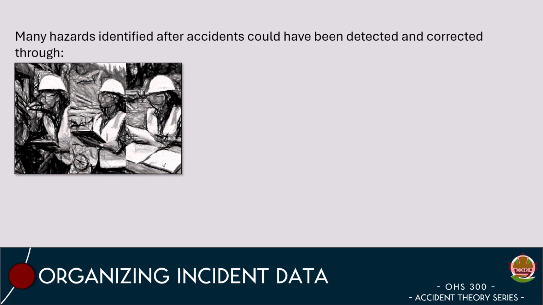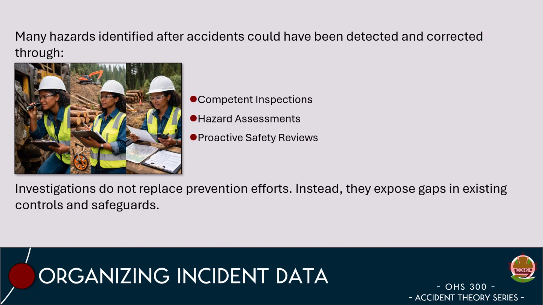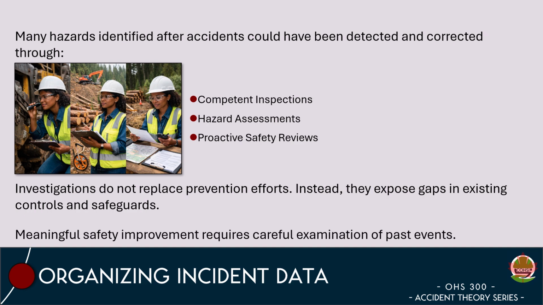Many of the hazards identified after accidents could have been detected and corrected through competent inspections, hazard assessments, or proactive safety reviews before an incident occurred. In this sense, investigations do not replace prevention efforts. Instead, they expose gaps in existing controls and reveal where proactive systems failed to anticipate or manage risk. Meaningful safety improvement requires both the careful examination of past events and deliberate as well as sustained remedial action.